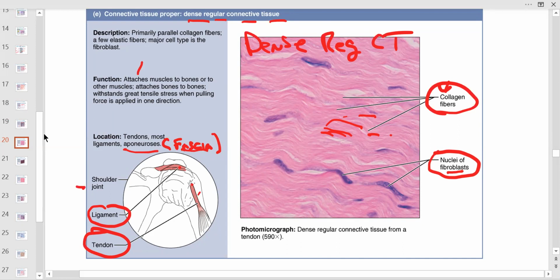Okay, so this is the attachments. This is what you probably thought connective tissue was before you entered this class. And I probably did too. That's attachment, but connective tissue is so much more.